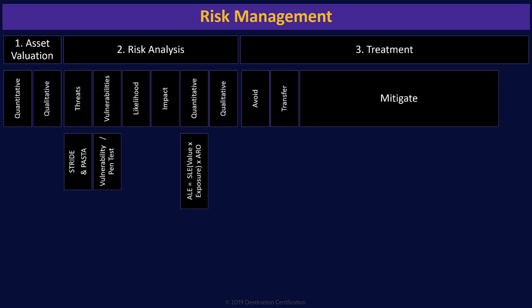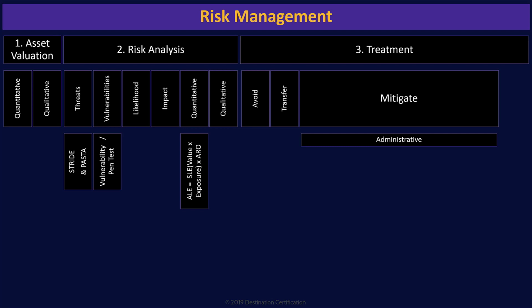Now, the next one, where we're going to spend the majority of our time and where most of the risk treatment is going to occur, is mitigation. And mitigation means implementing cost-justified controls to reduce the risk. Now, there's a bunch of different ways that we can look at this. And let's start by first looking at the different categories of controls.